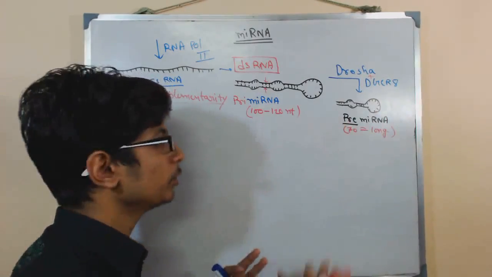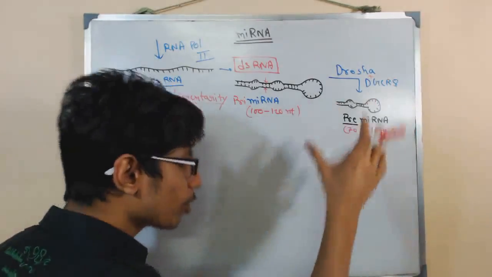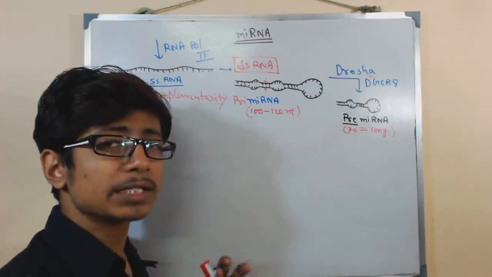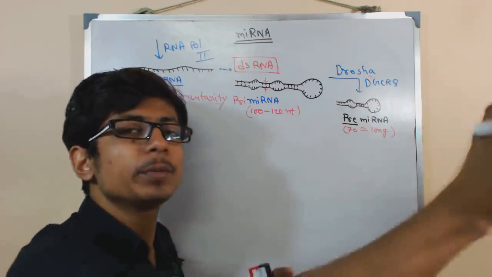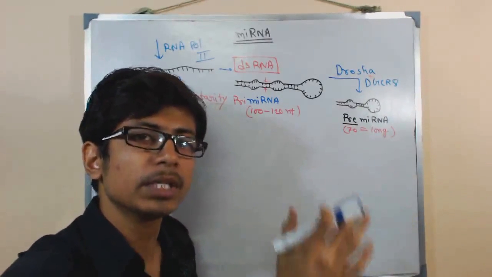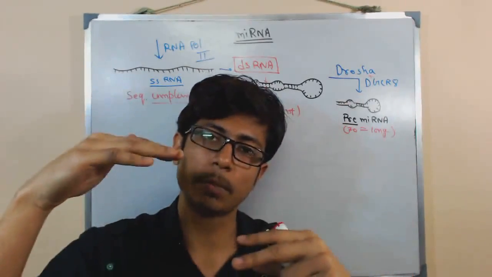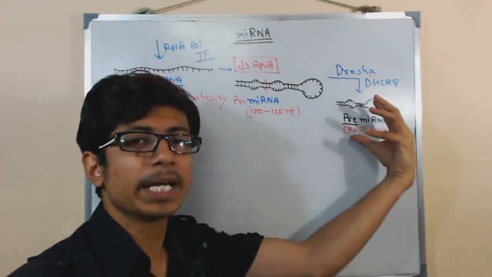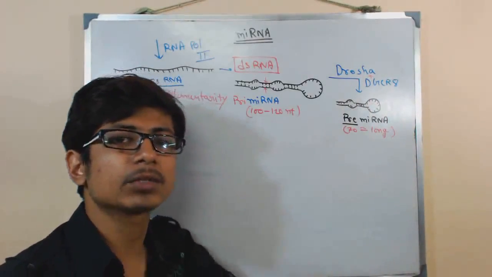pre-miRNA is ready to be sent to the cytoplasm. And this pre-miRNA is brought into the cytoplasm by a transmembrane protein that is present there. It is a protein which will facilitate and guide this pre-miRNA to be exported out from the nucleus into the cytoplasm. We know in the nucleus there are nuclear pores and nuclear pore complexes. So from that complex there is a protein which will attach to the pre-miRNA.